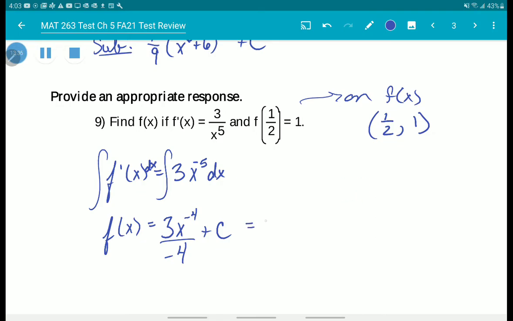So now we have negative 3/4 x to the 4th. Notice that x to the 4th is in the denominator. Plus c. Now, they have given us enough information to find c. This is called, remember, an initial condition.